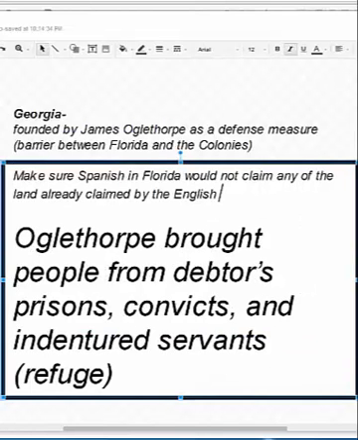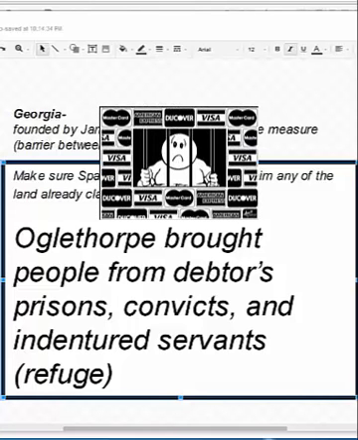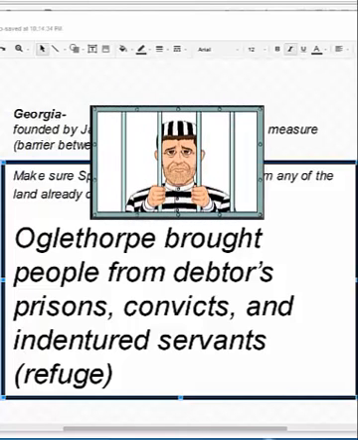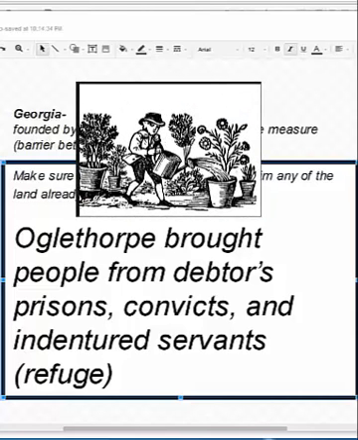No one's going to want to live in a colony where there's a possibility that they may get invaded by another country like Spain. So who are you going to put in this colony? Georgia, to make sure that at least you have some people there. Oglethorpe brought people from debtor's prison. So we have debtor's prison, people who owe money, convicts, people who broke the law, and indentured servants.